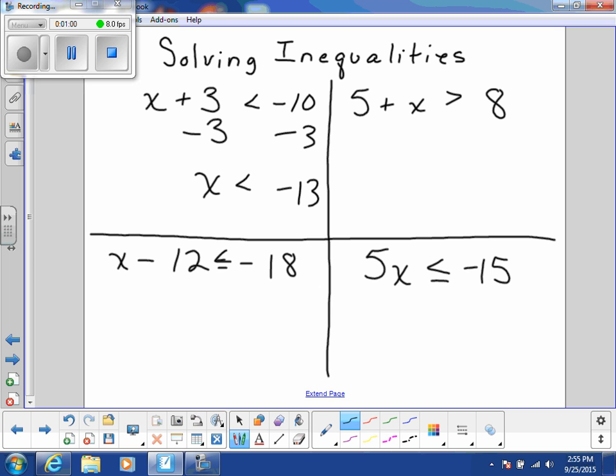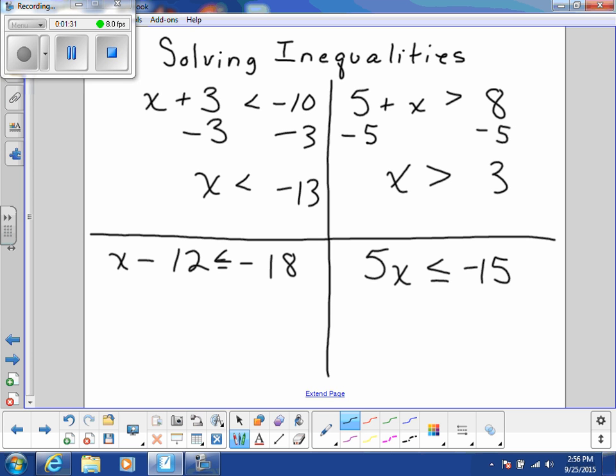Look at the second equation. What do you do to solve this equation? 5 plus x on one side, 8 on the other. Subtract 5 from both sides. That leaves x by itself, just like with equations. 8 minus 5 is 3. But instead of an equation, we have an inequality statement. Any number greater than 3 makes that statement true.